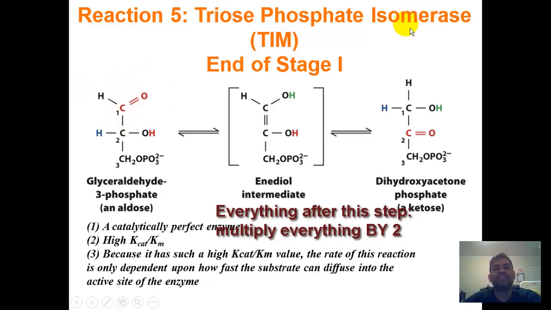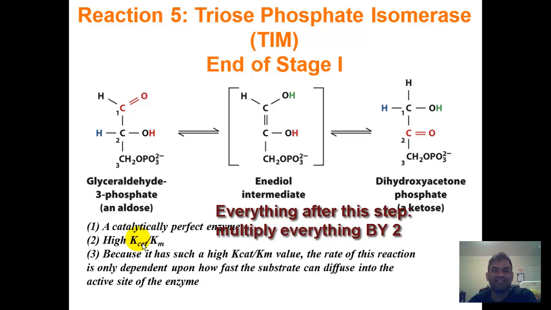So triose phosphate isomerase, a couple of other trivia concerning this enzyme. We call it a catalytically perfect enzyme because it has a high kcat over Km. The minute dihydroxyacetone phosphate gets into the active site, bam, almost faster than the snap of my fingers, you'll get glyceraldehyde 3-phosphate. So it's a very, very efficient enzyme. And the efficiency comes from a very high kcat over Km ratio. It's about 10 to the 8 or so. Okay, very, very large number, kcat over Km.